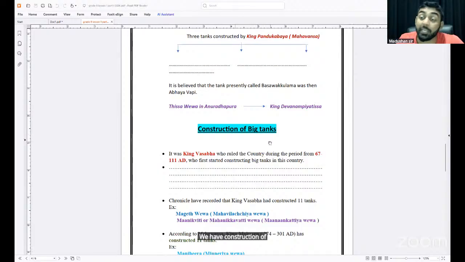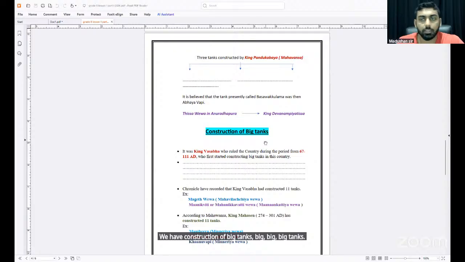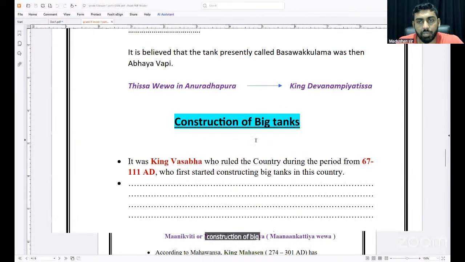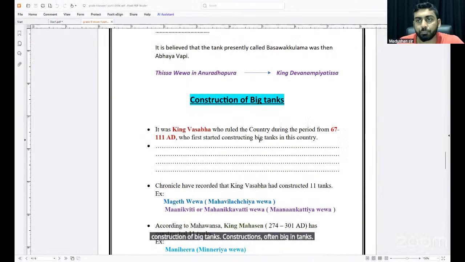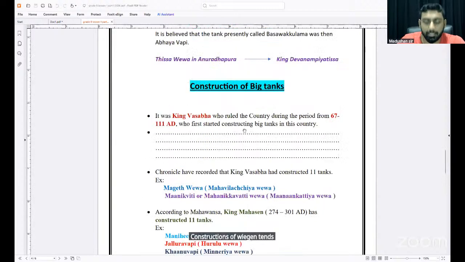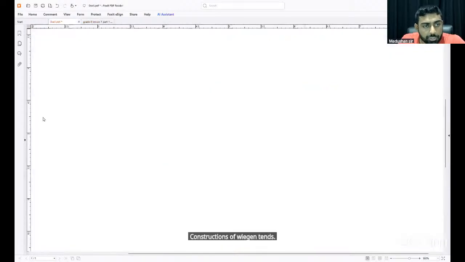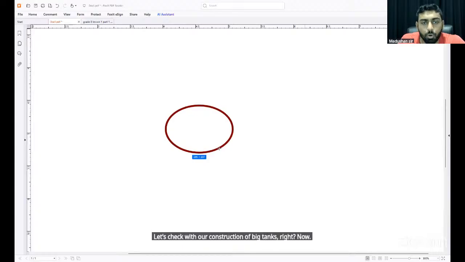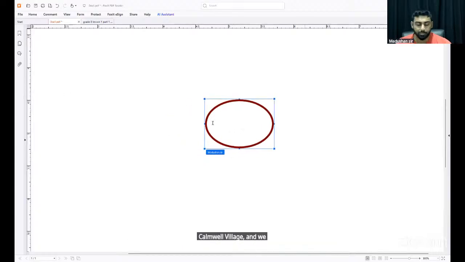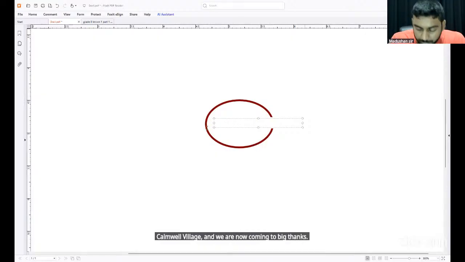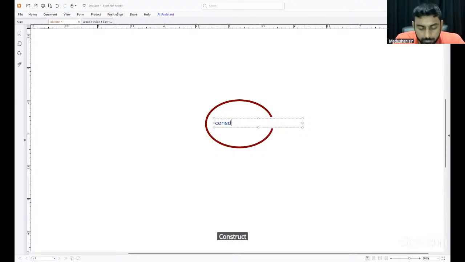Construction of big tanks. Right now, from small tanks, the village tanks, we are coming to big tanks. Constructing big tanks.